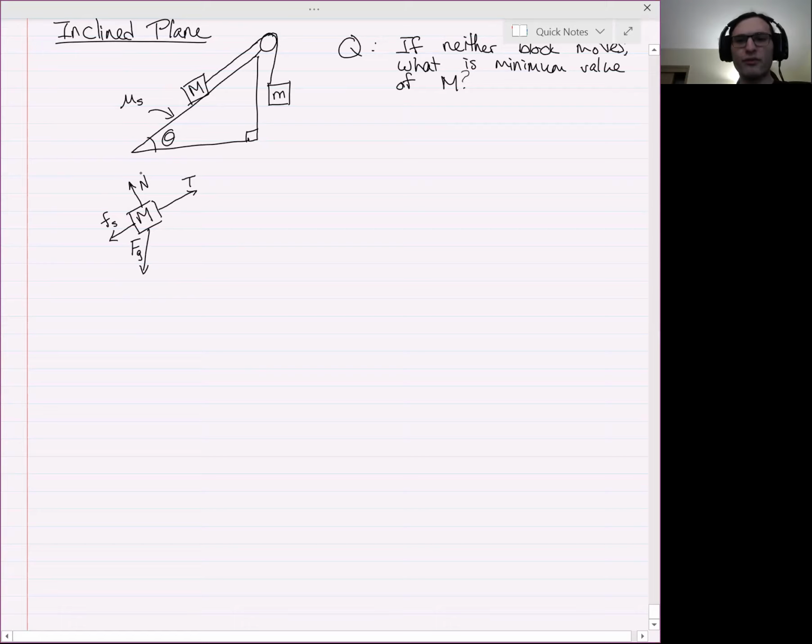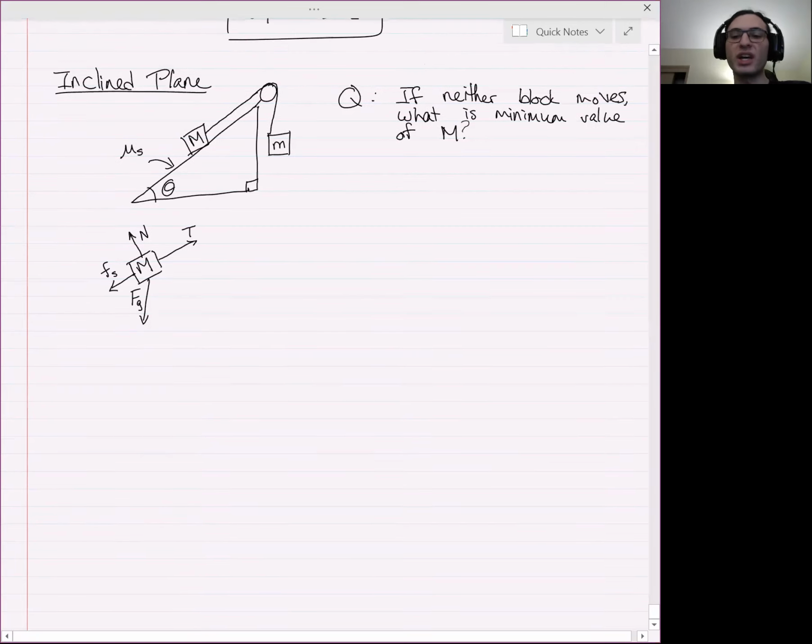The first point of order is that friction is going to the bottom left because we are trying to see what the minimum value of capital M is. The idea is that if M was smaller than the minimum value, the block would move up. So the friction is preventing it from moving up. Hence, the frictional force must be down and to the left. If this question was instead asking for the maximum value of capital M, the friction would be going up and to the right.